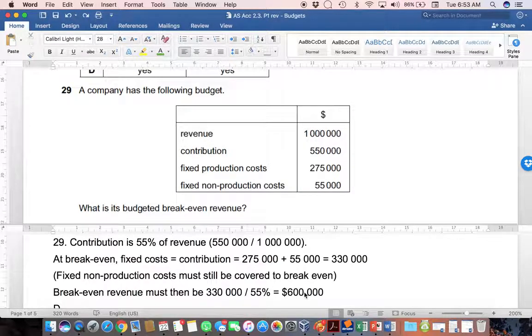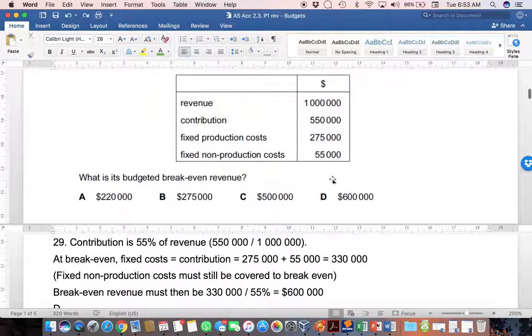The other way of looking at it is quite simply to say, well, if I worked out the contribution, I said revenue times 55% gave me the contribution, because remember, 8% is part thereof. So to work backwards, I would need to divide. And that's why I've said divided by 55% over here. So we want an answer that has got $600,000, and that will give you D.